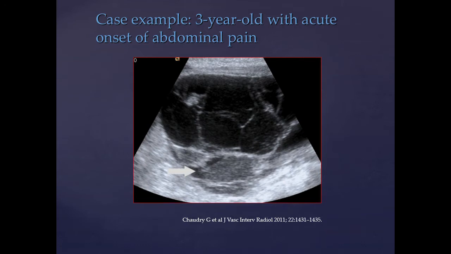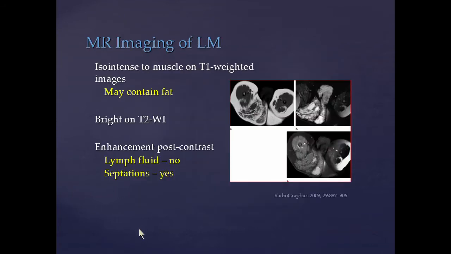So not only have we zeroed in on the diagnosis, we also have a nice explanation for why the symptoms have occurred. So we'll go back to that case in a minute, but I want to just talk about imaging in general of lymphatic malformations. This was a nice article on vascular malformations in Radiographics a few years ago: T1, T2, and post-contrast imaging.